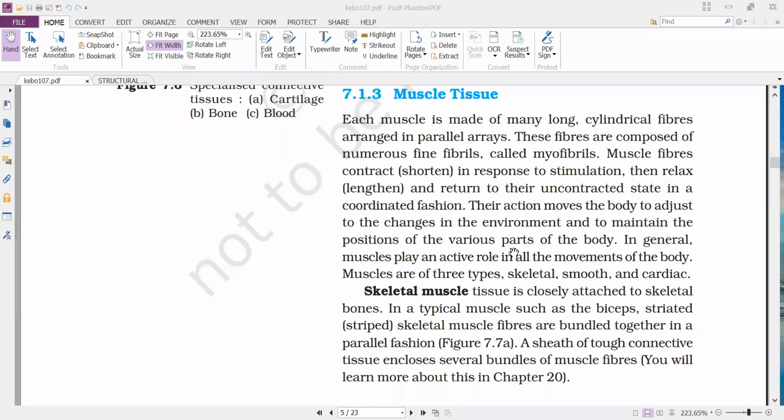Okay, and next, the next type of tissue that is present in the animals, that is very, very important. That is the muscle tissue. Each muscle is made of many long cylindrical fibers arranged in parallel arrays. These fibers are composed of numerous fine fibrils called myofibrils.